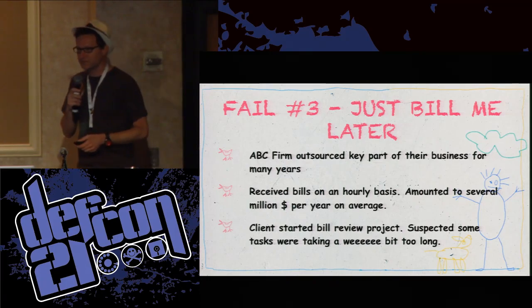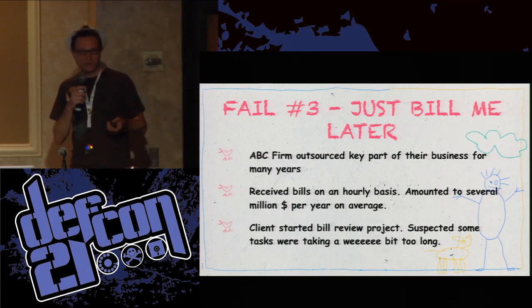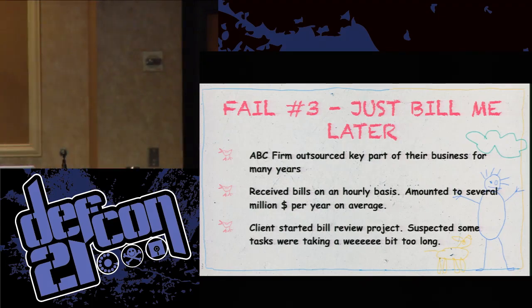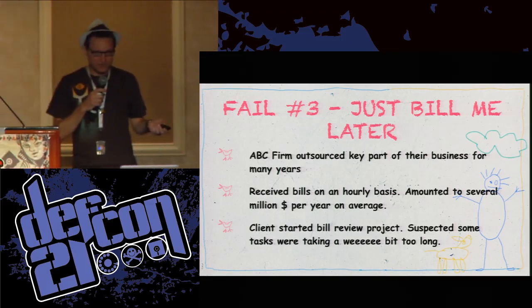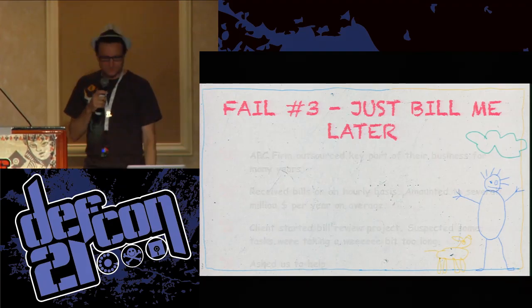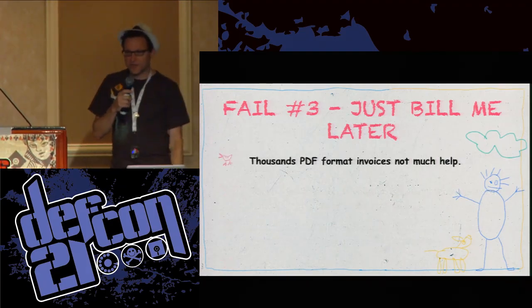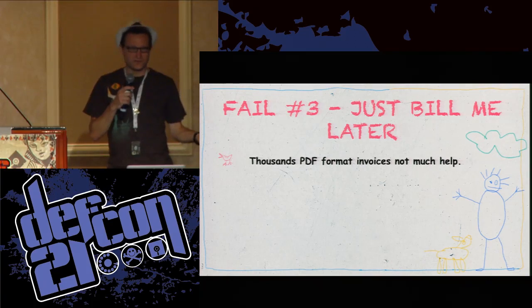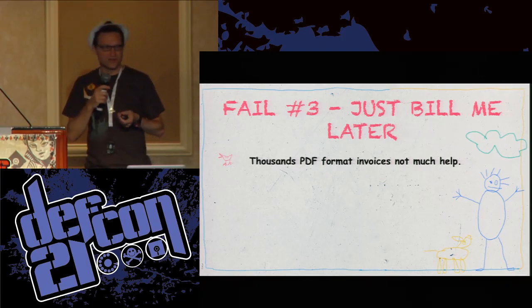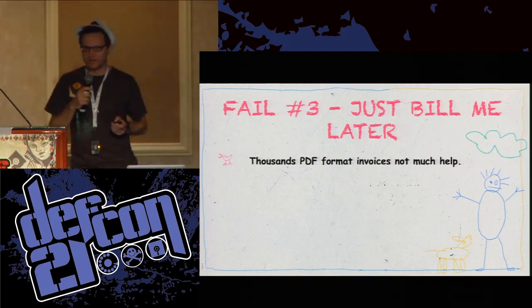And our client started a review project because they thought they were being overbilled. They thought there might be a little inflation, and they wanted to figure out why things were looking inflated. They looked at some of the individual bills, and they thought things were taking a little bit too long. So we came in and we decided to help. So they had thousands and thousands of PDF format invoices. Now that's not going to do us a lot of good. Even if we OCR it, even if we apply optical character recognition to it, we've still got a lot of unstructured data. I can search 1 or 2 PDFs, but when I've got tens of thousands of them, it's really difficult to do anything with that.